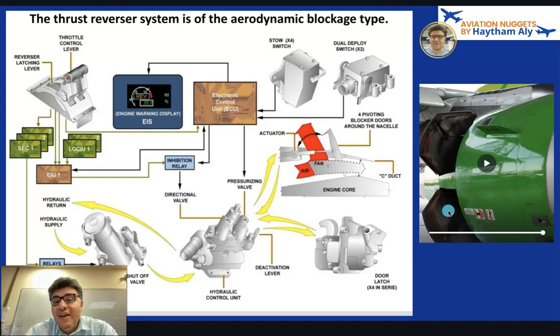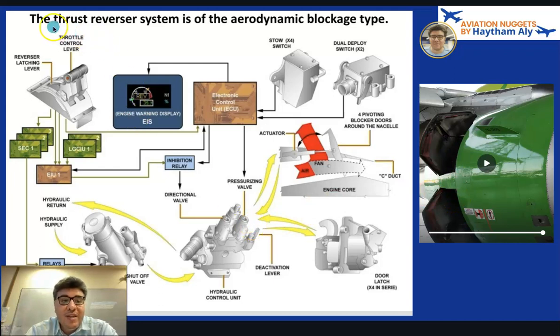In this engine, we have two latches: the door latch and the actuator latch. So for each pivoting blocker door, we have one door latch, one actuator latch, one stow switch, and one dual deploy switch, which manages two doors at the same time, simultaneously.